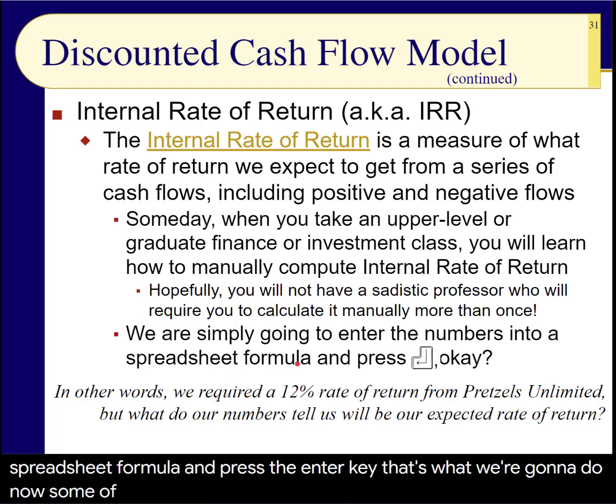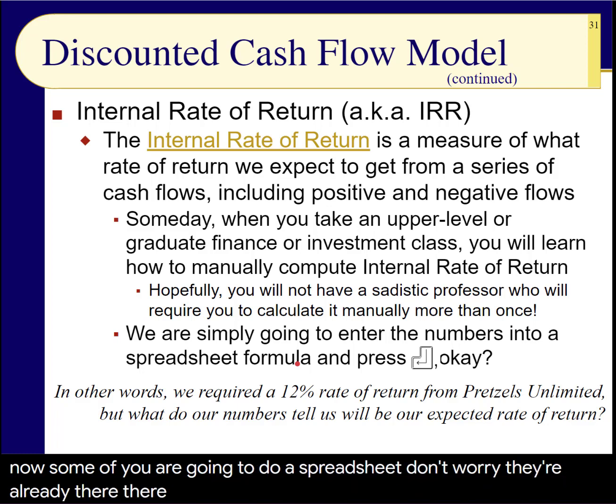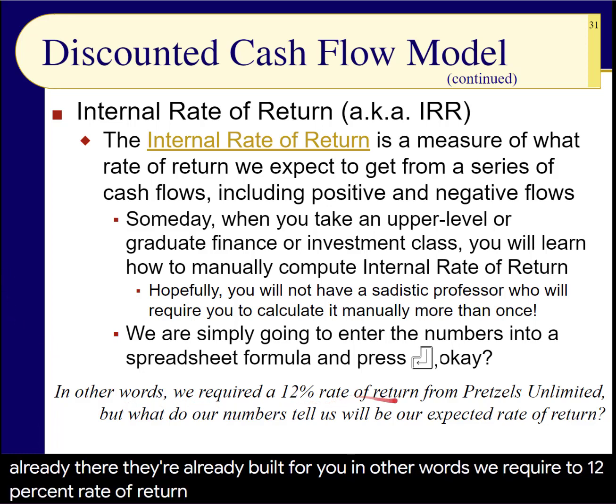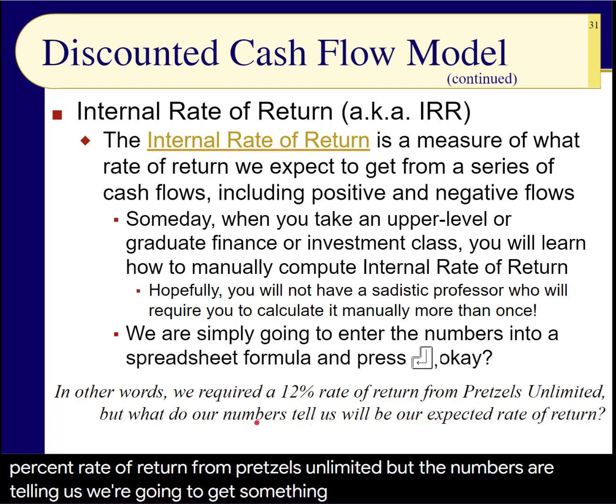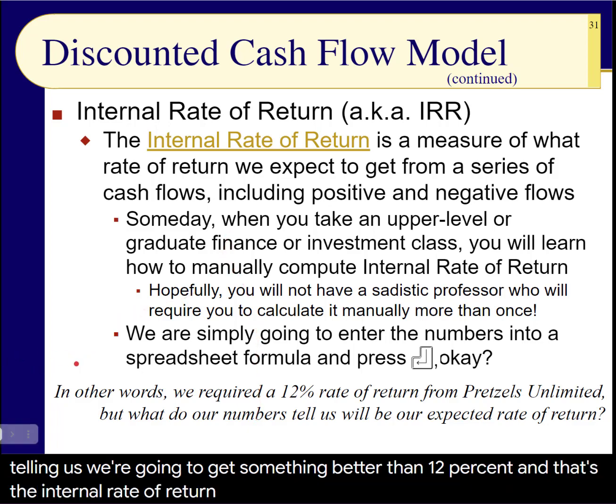Now, some of you are going to say, well, I'm not using a spreadsheet. Don't worry. They're already there. They're already built for you. In other words, we required a 12% rate of return from Pretzels Unlimited. But the numbers are telling us we're going to get something better than 12%. And that's the internal rate of return calculation.